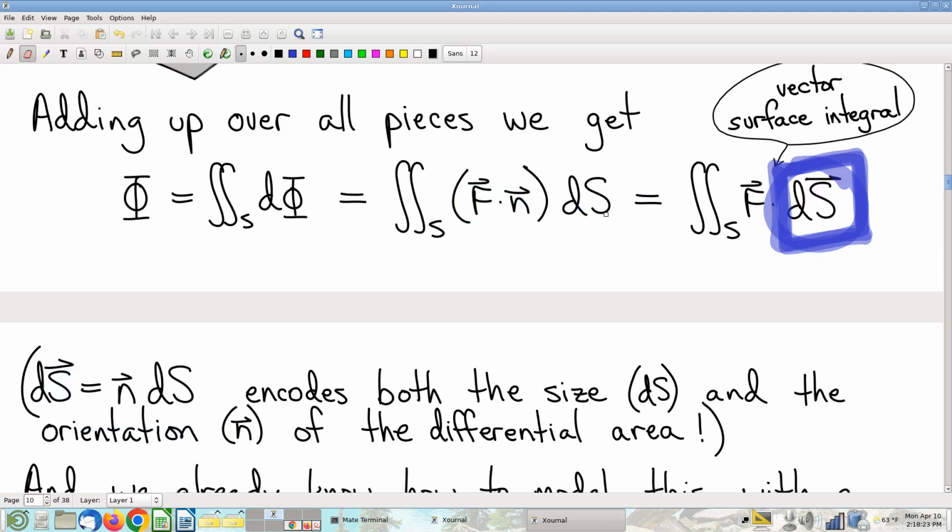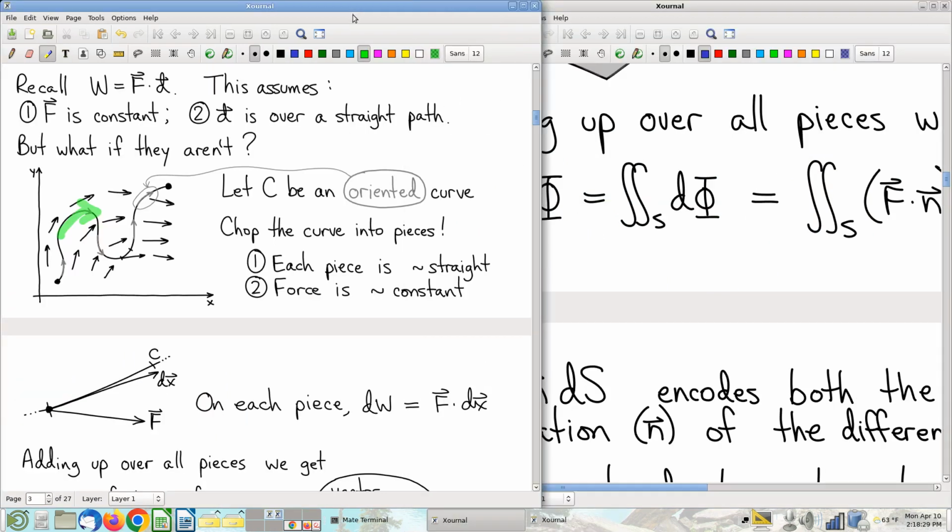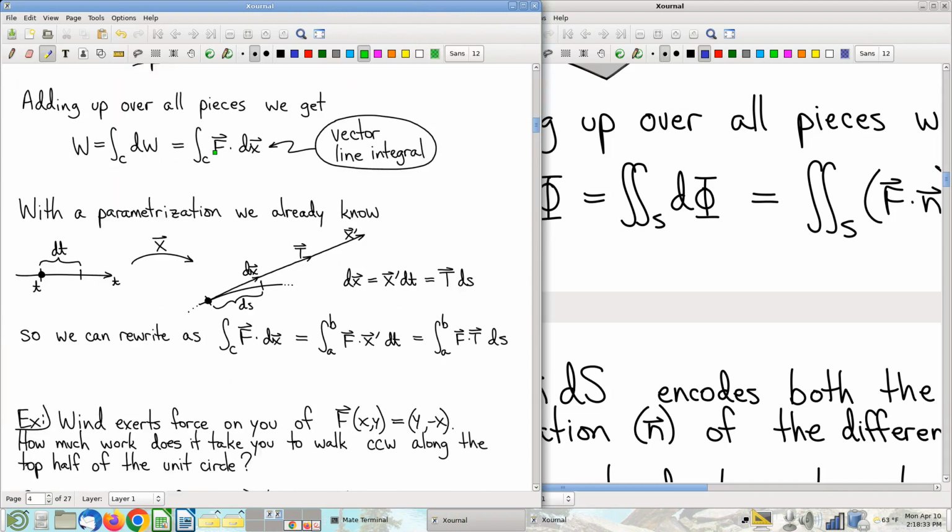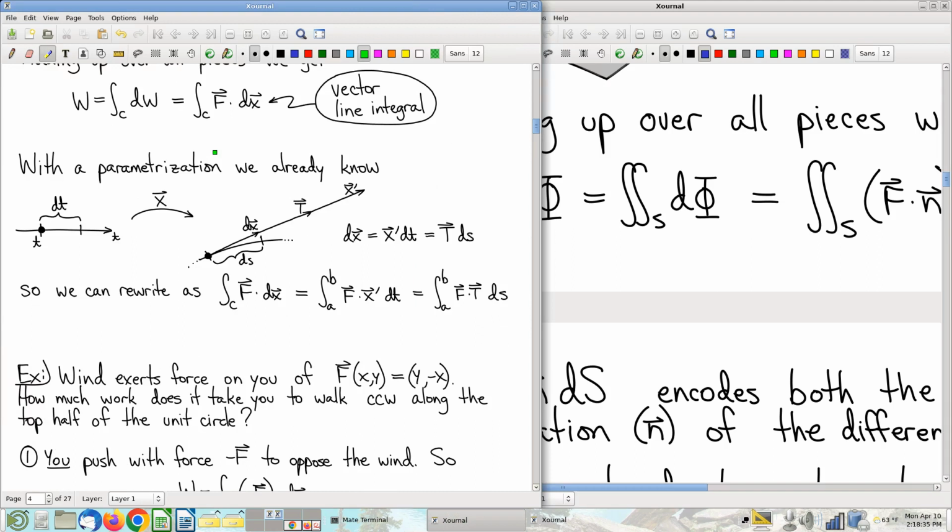Let me point out further, this is not our first time to do this. Let's go back to when we were computing scalar line integrals. Right? And let's see here. I guess this is visible enough.